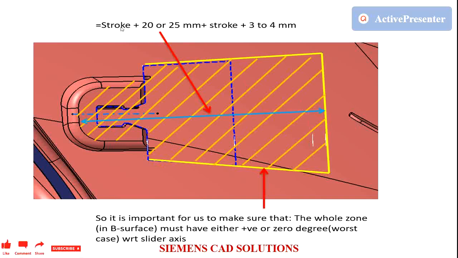So this is how we need to calculate the stroke length of the slider mechanism. Stroke plus 20 or 25 mm lifter area plus one more stroke we need to add, and then plus 3 to 4 mm. After this only we need to have another feature. So it is important for us to make sure that the whole zone in the B surface should have positive or 0 degree of draft. If it has negative draft, then the slider motion will be affected.